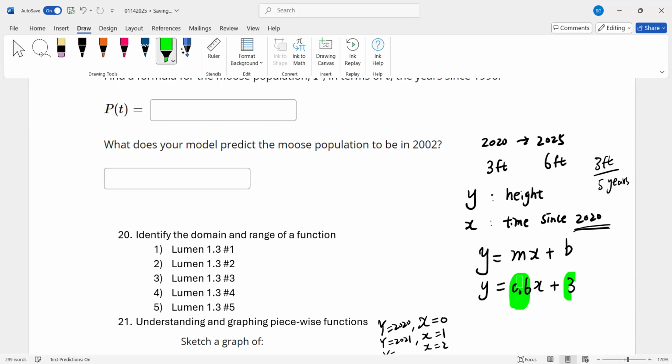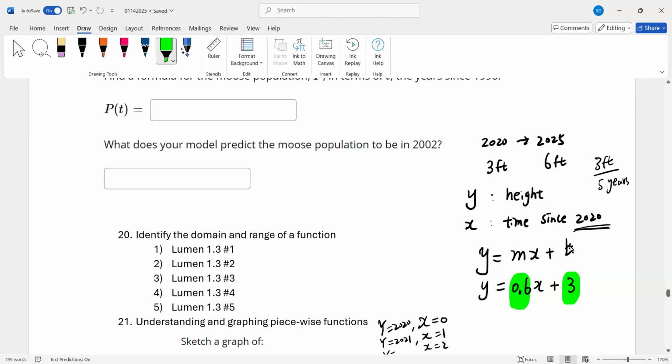I want to stress the meaning of the slope and the y-intercept in a linear function that models a real world situation. The slope here is always the rate of change, the average rate of change. In this case, it is the yearly or annual increase in your son's height. So every year your son's height grows 0.6 feet, right? And that's the slope in this linear model formula.